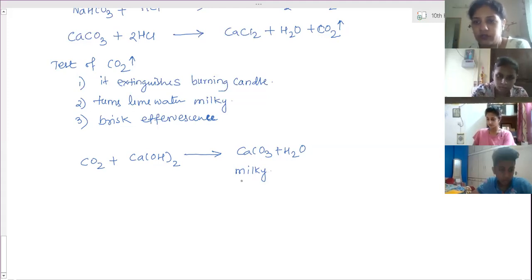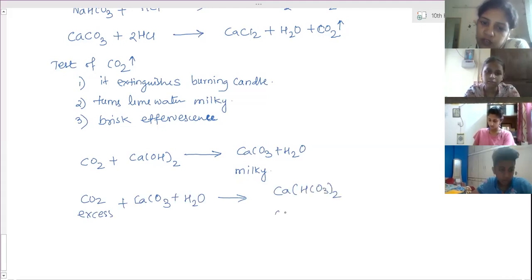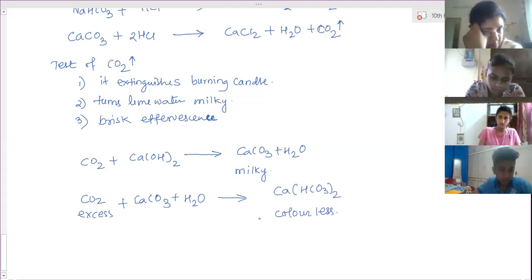It won't dissolve. And when excess carbon dioxide is passed through the same solution, the milkiness disappears due to formation of calcium hydrogen carbonate. It will be colorless. This is a colorless solution. Okay, so these two reactions, remember.